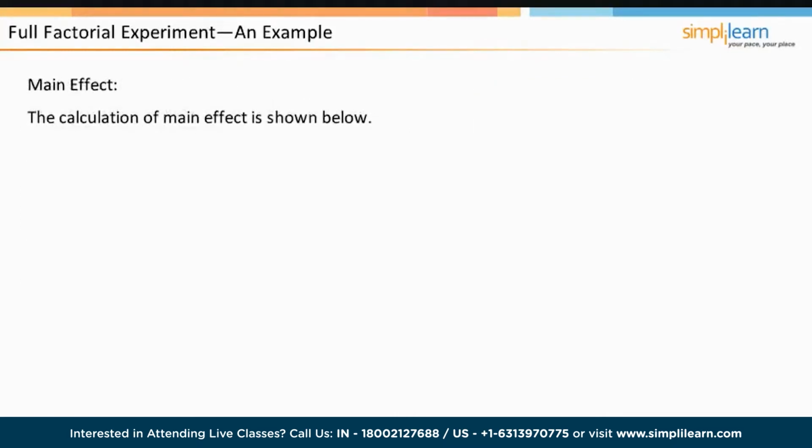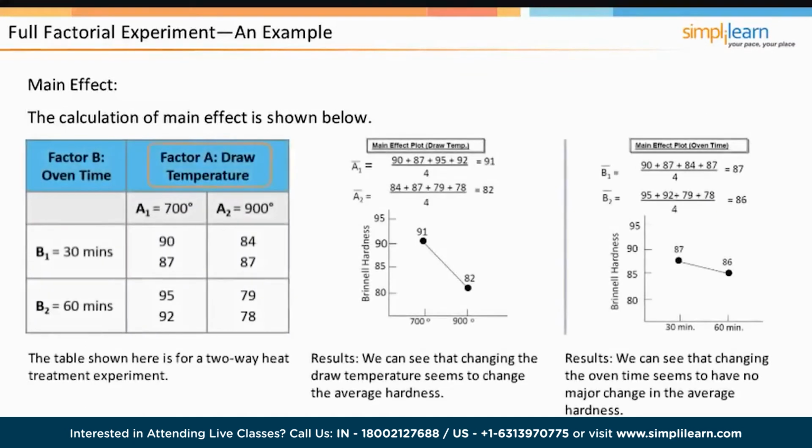Let us next understand the concept of main effect. For calculating the main effect, the means have to be calculated. Hence, to calculate the main effect of draw temperature, the mean of the hardness values has to be calculated.